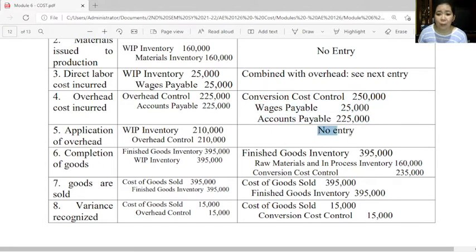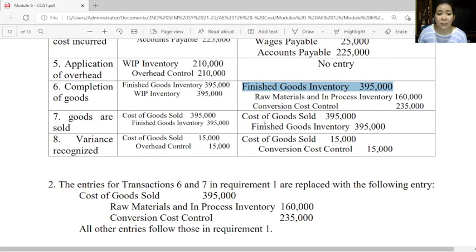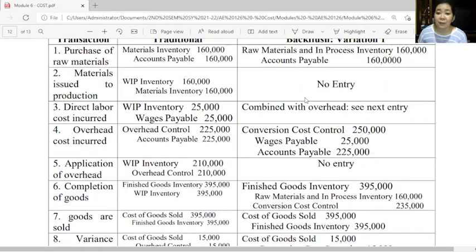Application of overhead, no entry. Completion of goods, this is the second trigger point, so we will debit the finished goods. This is the total of our work in process and conversion cost already. And then when the goods are sold, this is our entry. We just transfer finished goods to cost of goods sold. For the variance, we actually have the same entry as the traditional, but we just use conversion cost instead of overhead control. So that is for variation 1.